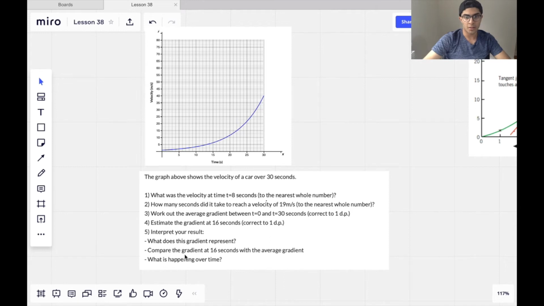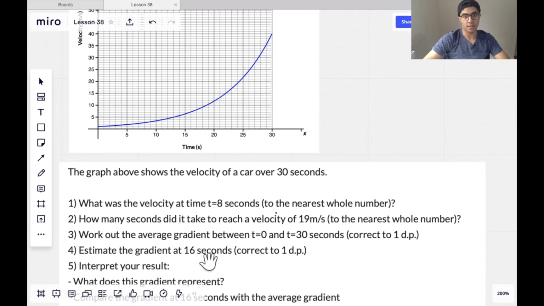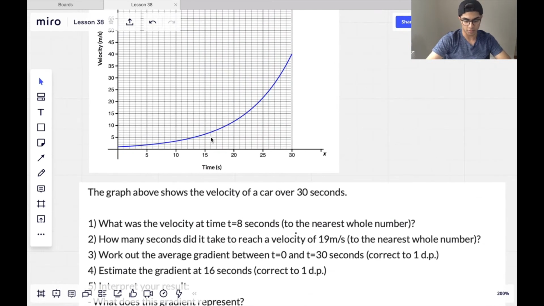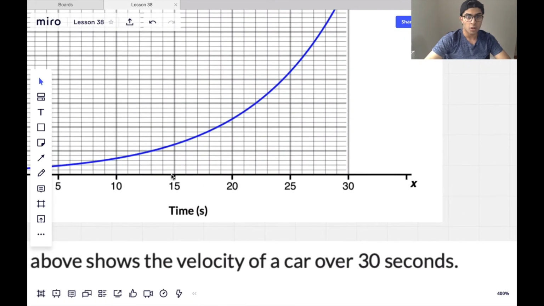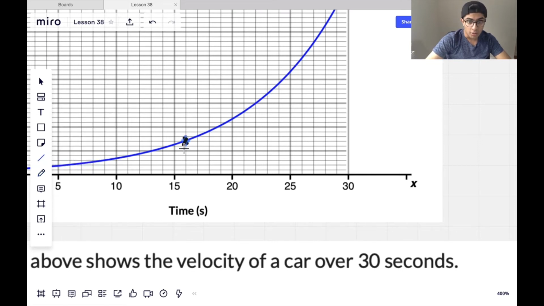Then the question says, if you're asked to find the gradient at a certain point, say here, estimate the gradient at 16 seconds, correct to one decimal place. So again, what we do is we go up to 16 seconds, you can mark it, and you get your ruler out. I'll do the best I can with this. You have to pass through that point and be roughly at that gradient. You can see there's a gradient there. This might not look too great, but I'll try my best.